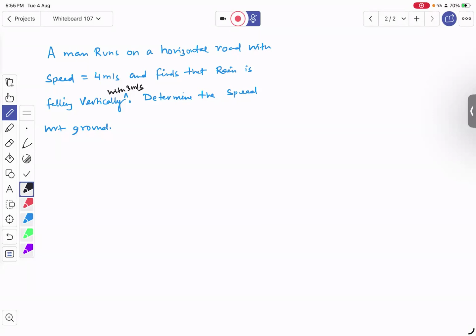That story is told regarding the velocity of the rain with respect to the man, no? So something is told about a vector, which is the VRM vector, and from that we have to figure out the speed of the rain with respect to the man. So do you want to try, or should I solve it?